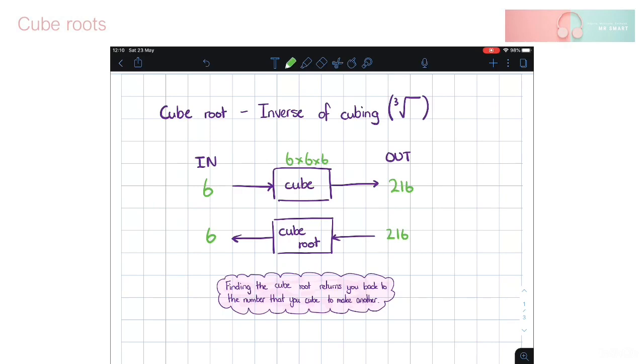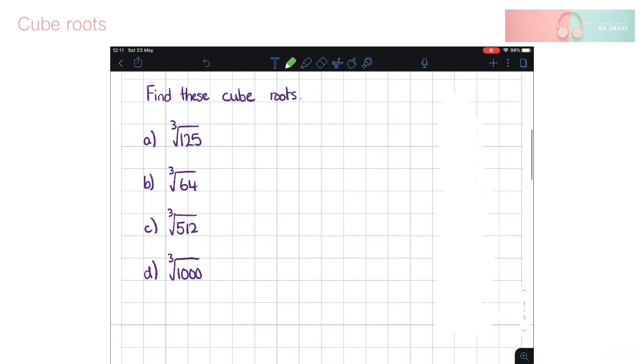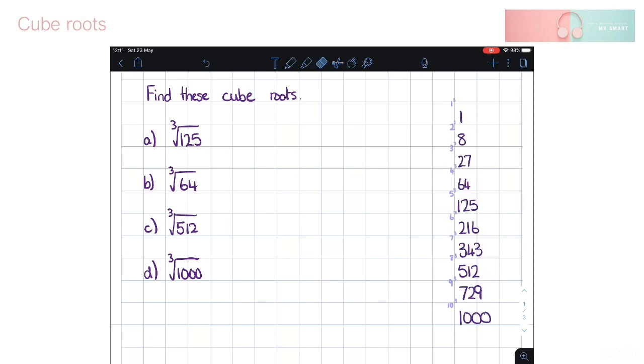Okay, let's have a look at a few examples here. So find these cube roots, and on the right hand side here you'll see, just to help us, we've got the first 10 cube numbers. Okay, so 1 cubed is 1, 2 cubed is 8, 3 cubed is 27, and so on. So hopefully you can see on the right hand side there, the cube root of 125 then is 5.